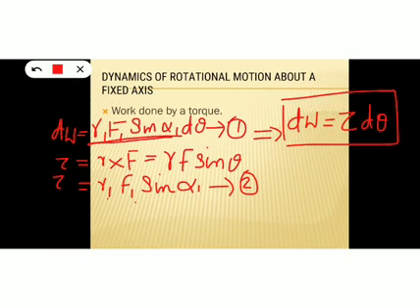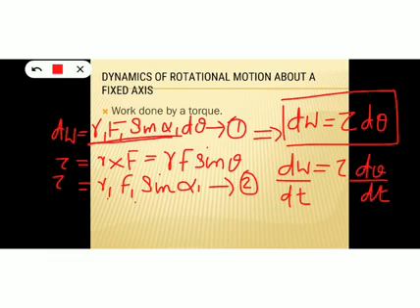The role played by force in linear motion is replaced by torque in rotational motion. Tau is the total torque acting on the body. Now what is the rate of work done by the torque? To find out the rate of work done by the torque, you must divide the expression by dt. So divide the LHS by dt, and you will get dW by dt equal to tau into d theta by dt. And what is dW by dt? dW by dt is the rate of work done, and you had already studied that is equal to power. So dW by dt is equal to power and equal to tau into d theta by dt.